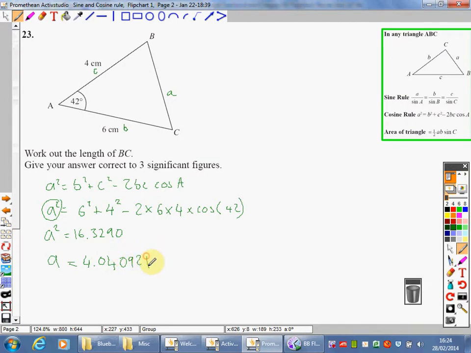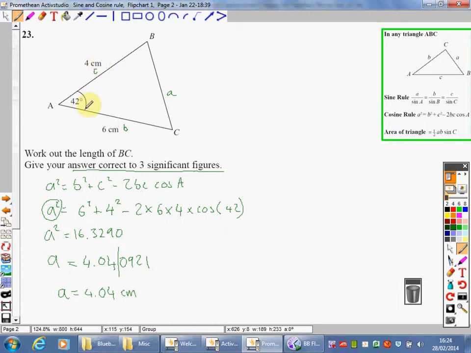4.040921. However, they want the answer correct to three significant figures. So three significant figures from there: 1, 2, 3, chop it off there, 4.04. So a is equal to 4.04. And it was centimetres. Okay, cosine rule. Use the cosine rule because I had two sides and the angle between.